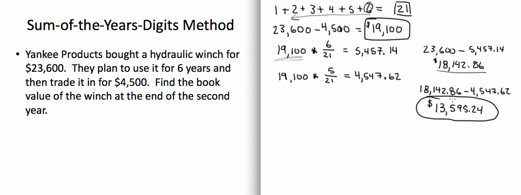If we wanted to continue going through, we would follow the same pattern again, and just keep working that way. All right, so we have the declining balance method and the sum of the years digits method.